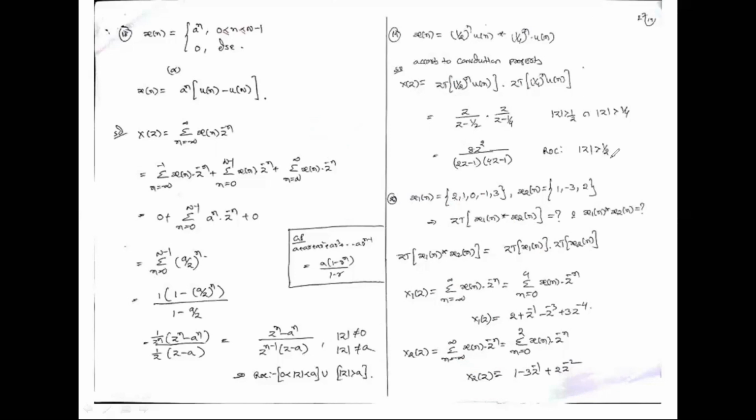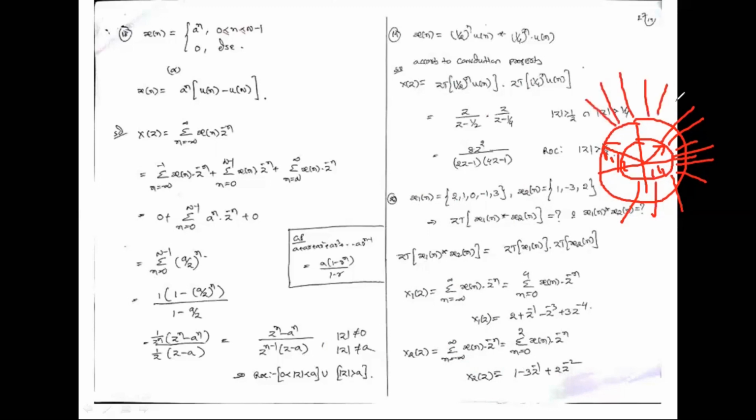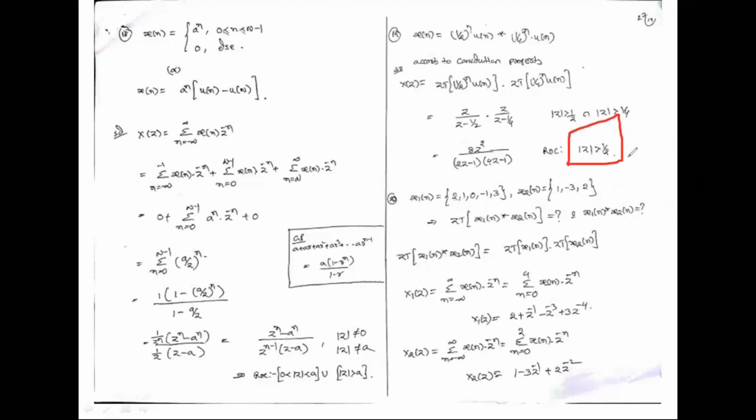Simplify it. And what is the ROC? It is in between. Z is greater than 1/2 and Z is greater than 1/4. Both are greater than only. Here it is greater than 1/4, and this range is greater than 1/2. Where does the overlapping occur? For greater than 1/4 there is no overlapping here, and for greater than 1/2 the overlapping occurs. So take only Z greater than 1/2. ROC is Z greater than 1/2. Got it, my students?